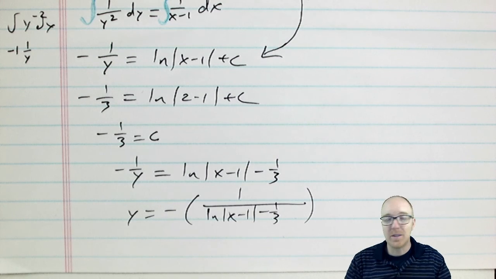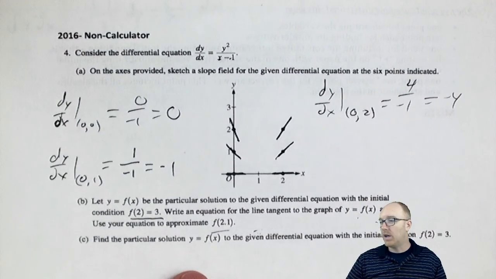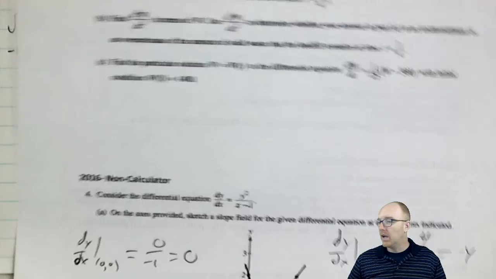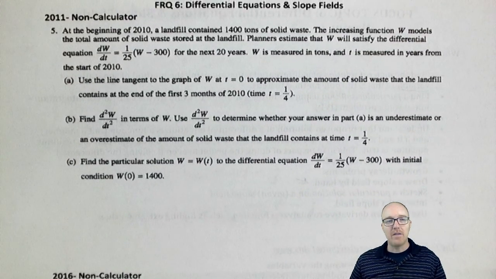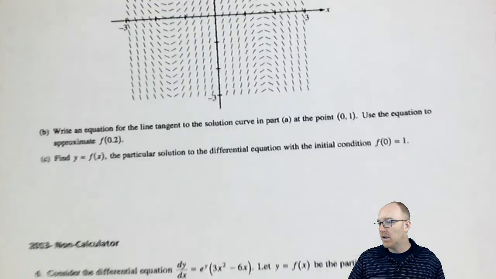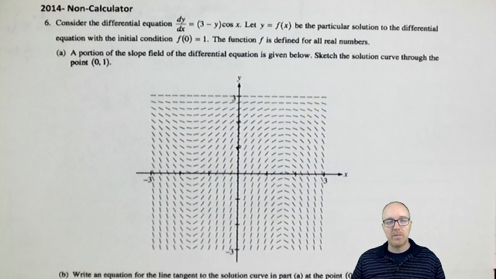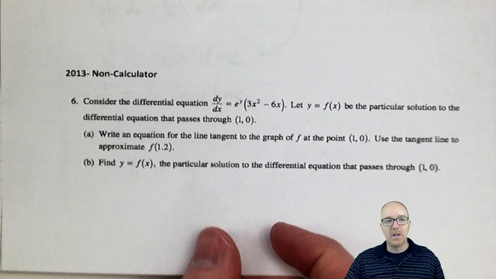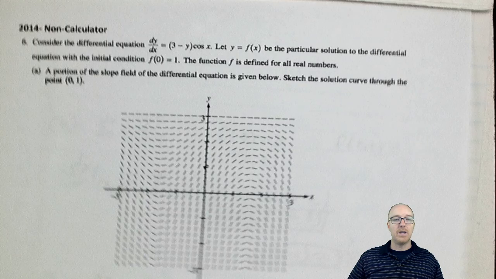Ladies and gentlemen, this is your separation of variables, including, don't forget, your slope field. What else is included in this particular worksheet? Question from 2011, question number 5, non-calculator. You could try that one. Question number 6 from 2014 is very similar to this type of problem. And then question number 6 from 2013 is another one of these types. So there it is. That's your last focus topic.